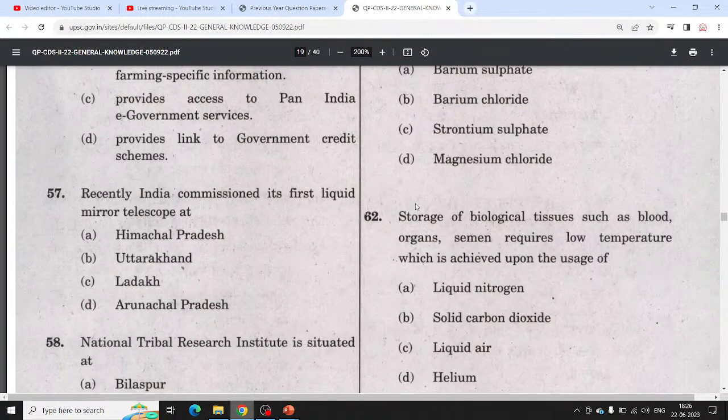Okay, question number 57. We were just watching a topic of lens and mirror, correct? This is the current affairs. Liquid mirror telescope in Ladakh. Okay, Ladakh.